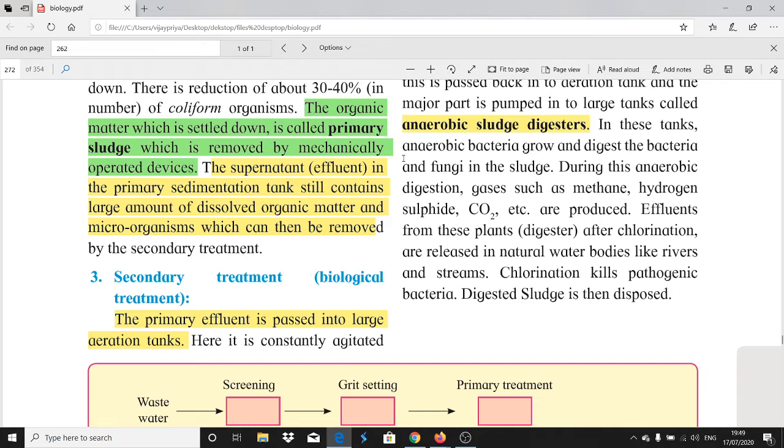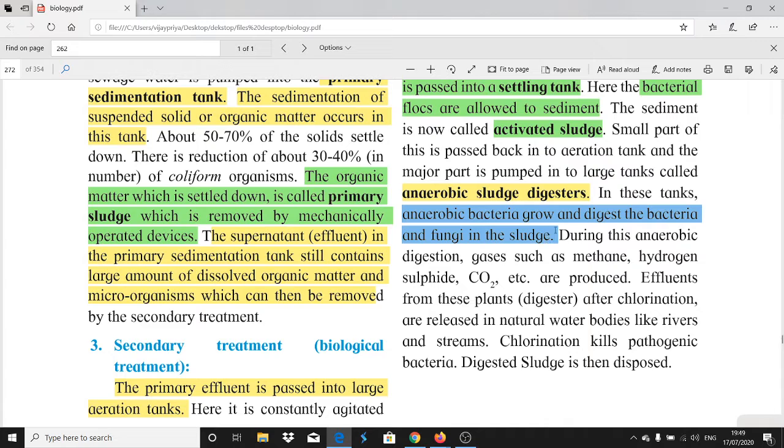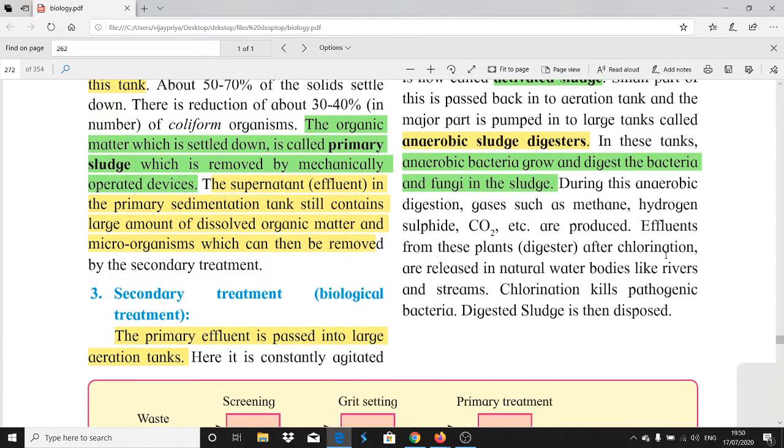What happens in the anaerobic sludge digesters? The anaerobic bacteria grow as the environment is completely favorable for their growth. So there is growth of anaerobic bacteria in the anaerobic sludge digesters, and because of that, they digest the bacteria and fungi in the sludge. During this anaerobic digestion, what happens? Gases such as methane, hydrogen sulfide, carbon dioxide, etc., are produced.